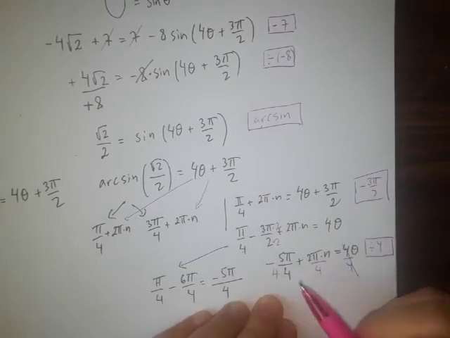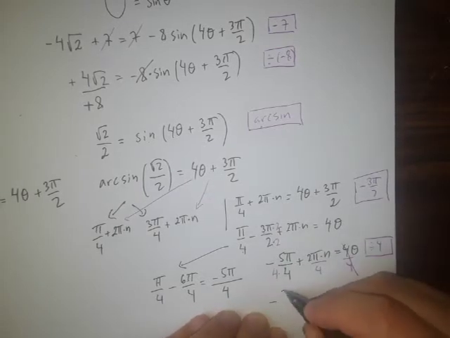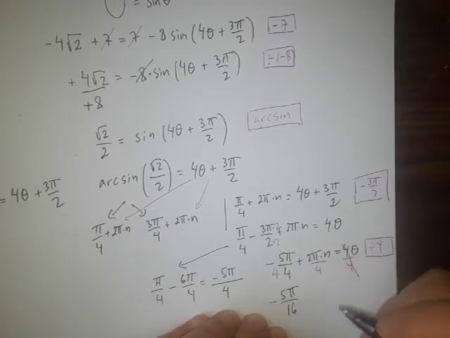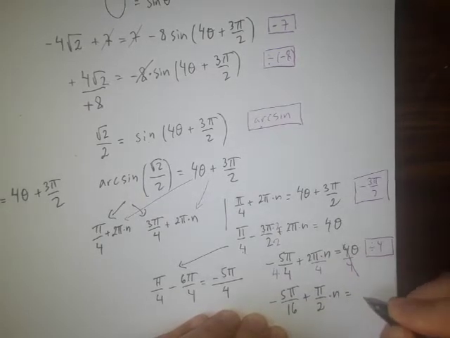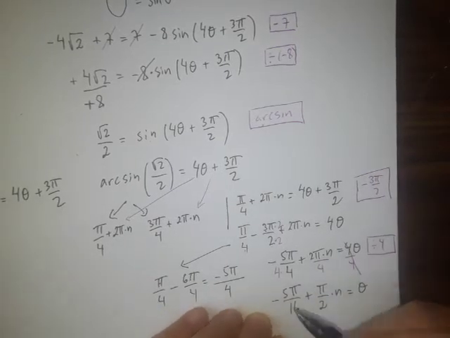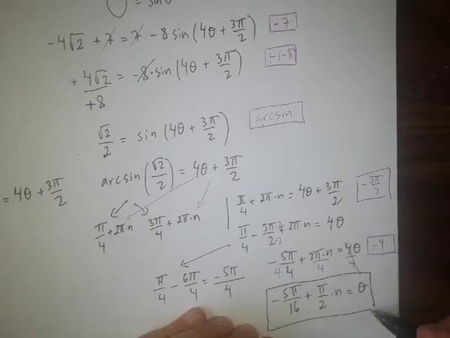And then again, this 4 is dividing here, which means that it's actually multiplying the denominator. So I have negative 5 pi over 16 plus pi over 2 times n equals theta. So here we have one solution. Took long, right? One solution.